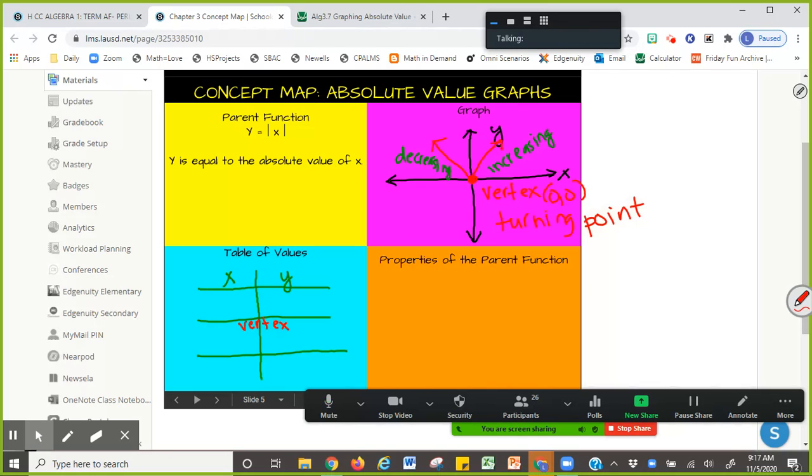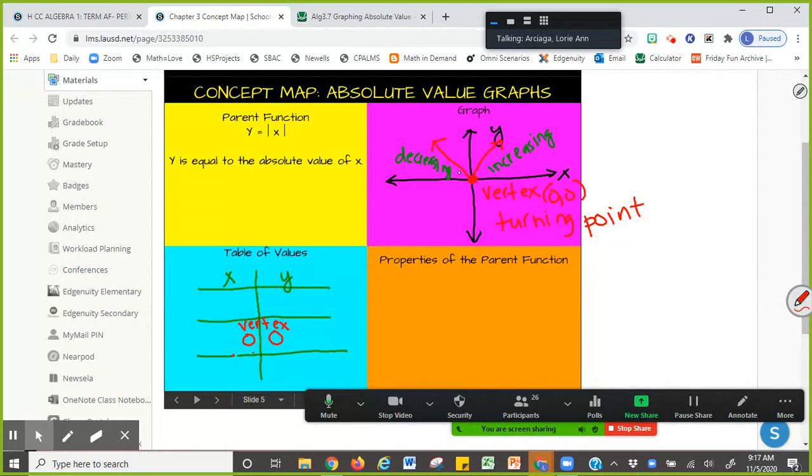So the vertex is, where's my pen? Okay, here we go. Ooh, it came out from the wrong spot. Okay. All right. So the vertex is 0, 0. This is only for the parent function, okay? Is it always 0, 0? No. Later on, I'll show you something that doesn't have a 0, 0 vertex.